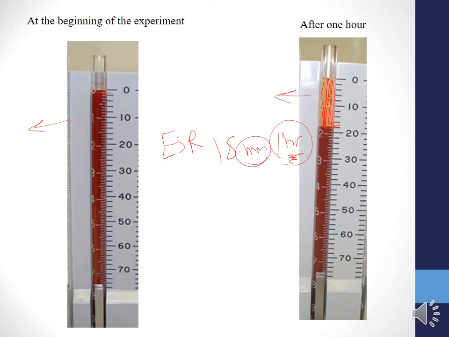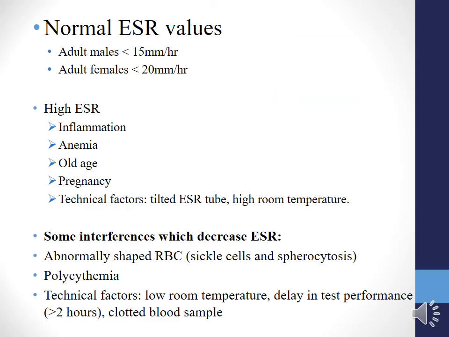millimeter per hour. And it's important to take the reading 1 hour after we put the sample, exactly 1 hour. We cannot take it after half an hour and multiply by 2, or after 2 hours and divide it by 2. No, you have to take it exactly 1 hour after you put the sample. Now, what are the normal ESR values? In adult males, it should be less than 15 millimeter per hour. In adult females, it should be less than 20 millimeters per hour.